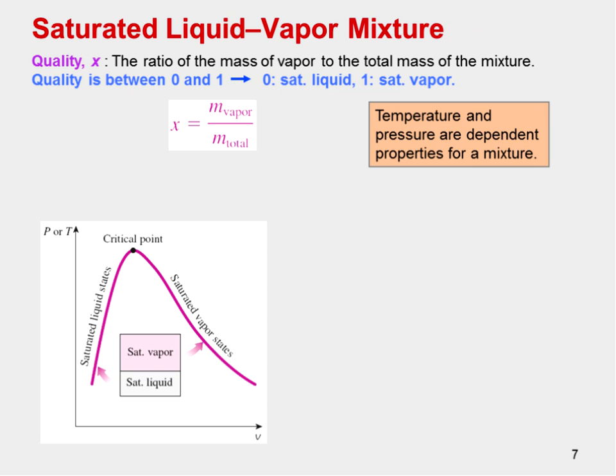So if we have a saturated liquid vapor mixture, what we have is a ratio of the mass of vapor to the total mass of the mixture. So this definition is very important, and that has to be between 0 and 1. If it's 0, that means that it's all liquid, because this is the mass of vapor divided by the total mass. And if it's 1, then you have all vapor, because then the total mass is vapor. So that's very important.